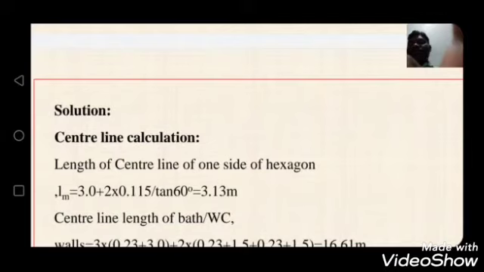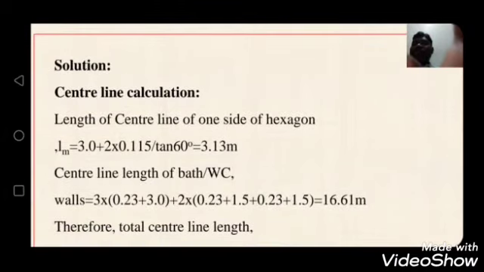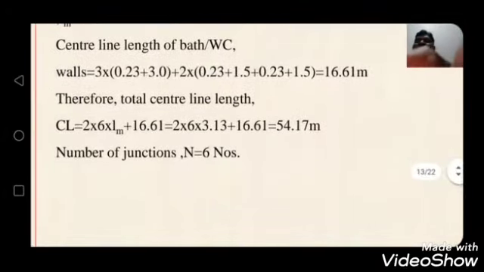0.115 means half of the wall thickness divided by tan 60 degree, that is 3.13 meters. Center line length of the bath and WC walls: 3 into 0.25 plus 3 plus 2 into 0.23 plus 1.5 plus 0.23 plus 1.5, around 16.61 meters. Therefore total center line length CL is equal to 2 into 6 into LM plus 16.61, which is equal to 54.17 meters. Number of junctions N is equal to 6 numbers.